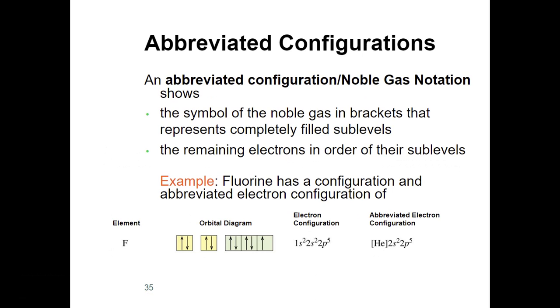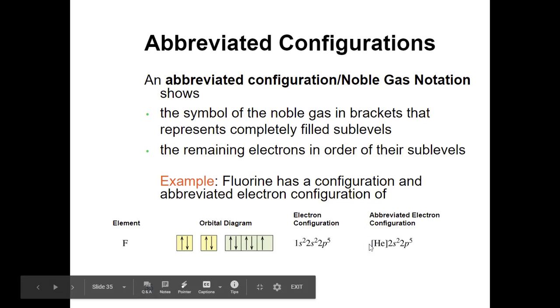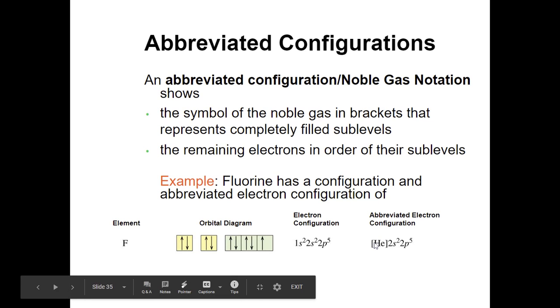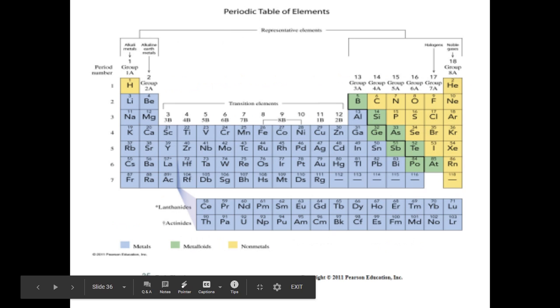It represents the number of electrons on that particular element. This one's helium. Helium has two electrons. So instead of writing the whole thing, you shortcut, there's an abbreviation. You put a bracket on helium, removing this one here, and the rest of it you just write down. Okay, I'll explain more.